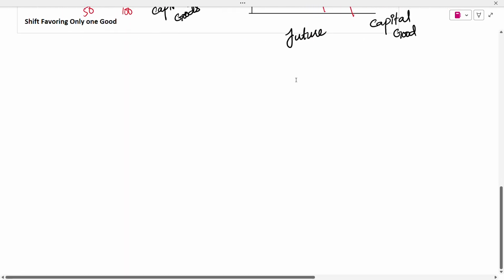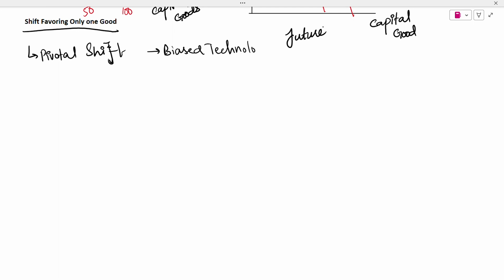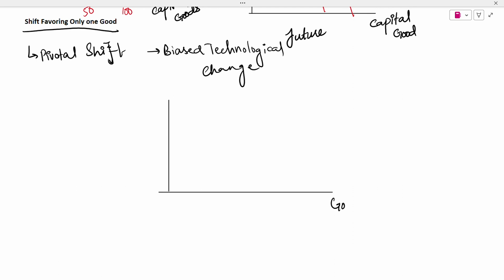Finally, when we are talking about shifts in the production possibility curve, we also need to see a shift that favors only one good. In economics, we call this a pivotal shift. When there is a pivotal shift in the PPC, or we can call this a biased technological change, then the productive capacity of only one good will increase. What do I mean by that is, for example, if we have a production possibility curve where we have good X and we have good Y, and let's suppose that our initial production possibility curve is this, which is AA.